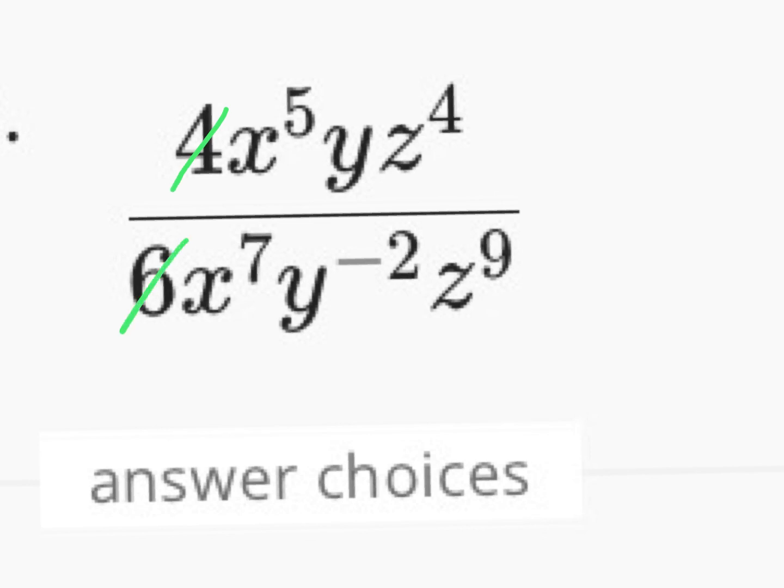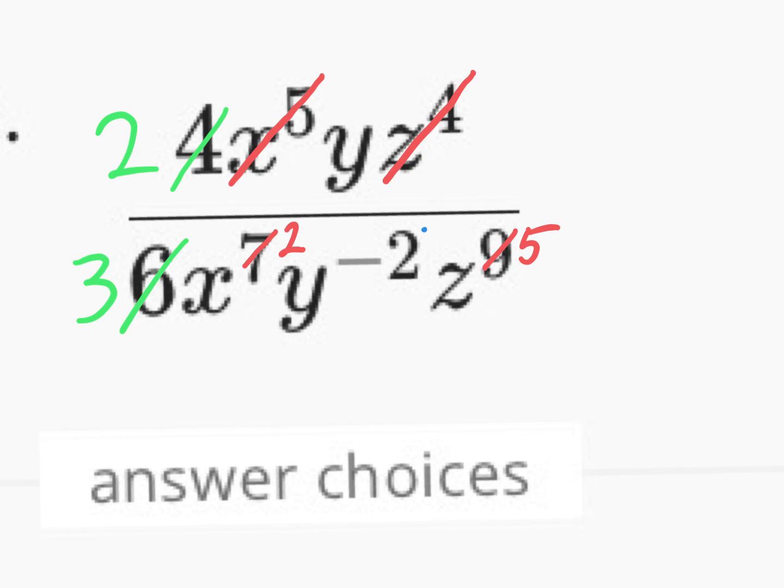What cancels right there? What do I have left over if I reduce 4/6? 2/3, right? If you reduce by 2, 4 divided by 2 is 2, 6 divided by 2 is 3. How about those x's? I have 5 x's up on top, 7 on the bottom. All 5 x's cancel with 5 of those. I will have 2 of them left over. How about the z's? All 4 z's up on top cancel with 4 of these z's, and I'll have 5 left over.